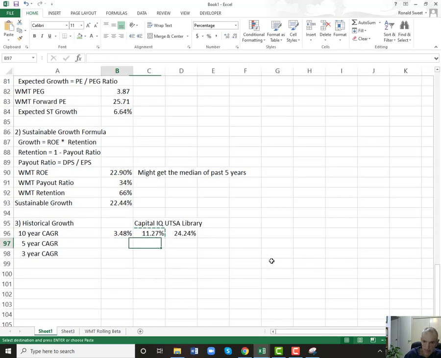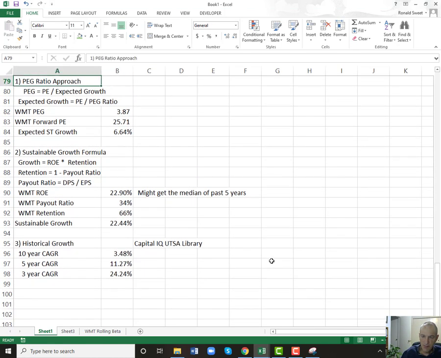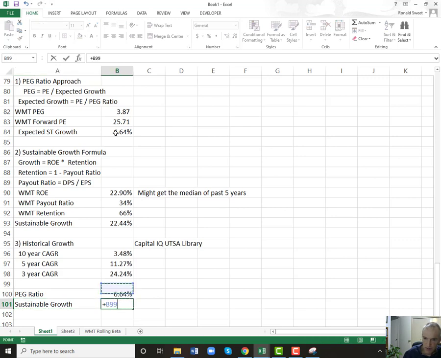So there's 10 years, there's 5 years, and there's 3 years, and that's probably why you can see how that number is really close to their sustainable growth, because it's so influenced by the historical numbers. So we're kind of all over the place in here, and this is not atypical at all. It's pretty common. So we got 3 approaches. We got the PEG ratio. It's giving us 6.64%. We've got the sustainable growth approach. That gives us 22.44. And then history.